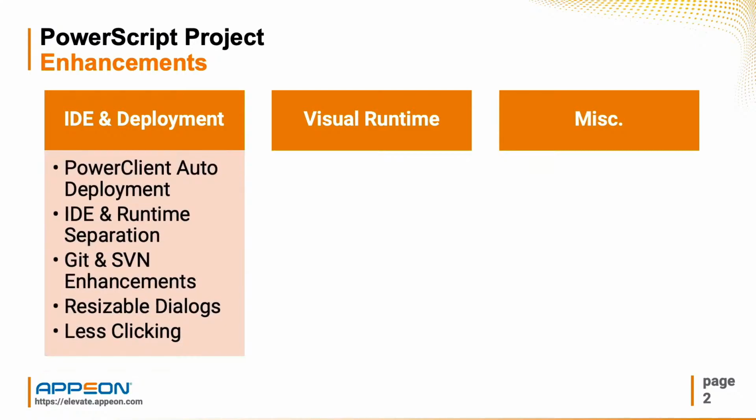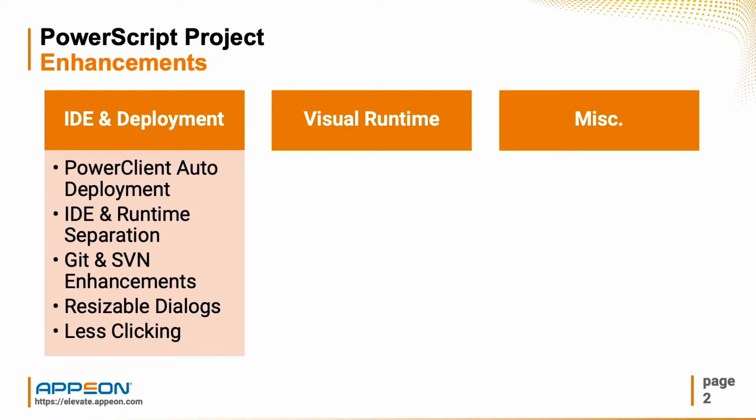The following enhancements have been made to the IDE and deployment. Power Client. It is a new deployment method for client-server projects. It automates the installation and updates to your applications to users. The IDE and the runtime are now separate. There's no longer a tight dependency between them. Practically speaking, this allows a single version of the IDE to compile for multiple versions of the runtimes.